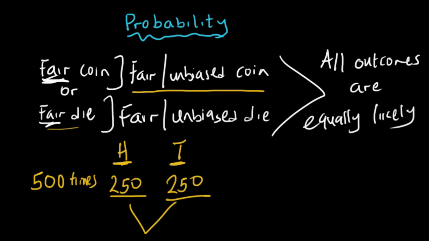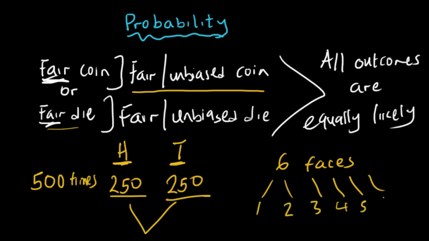The same thing for a fair die. We have 6 faces of a die. If each of the faces is equally likely to turn up, we have a fair die. Do you understand? So 3, 4, 5, 6. If they are equally likely to turn up, we have a fair die. Now, let's take possible questions we can have under this.